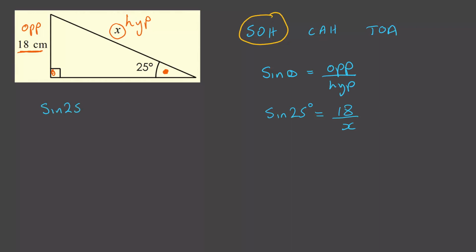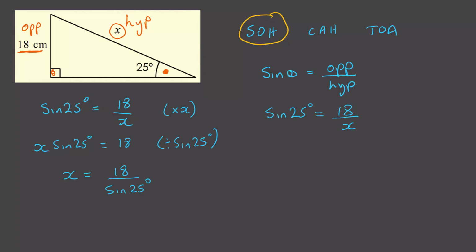So sine 25 is 18 divided by x. If you multiply both sides of this by x, you get x sine 25 degrees is equal to 18. We want x on its own, so let's divide by sine 25. Remember, sine 25 is just a number. And so we get x is 18 divided by sine 25.